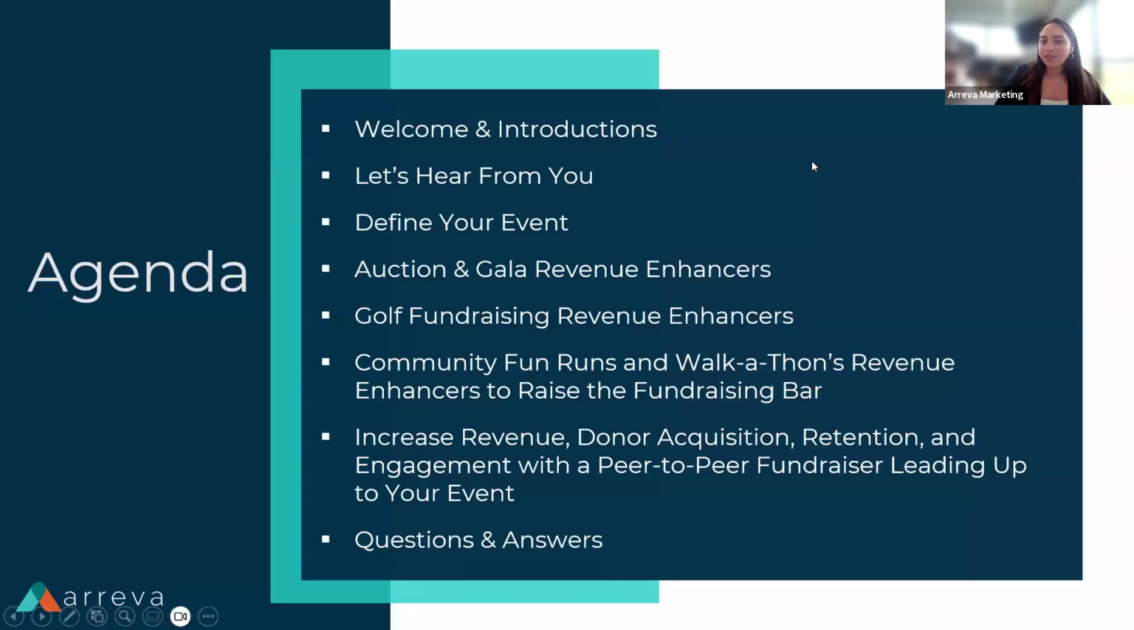Today's agenda, we're going to start with some welcome and introductions. Then we're going to hear from all of our guests. Then we're going to learn about defining your event, go through some auction and gala revenue enhancers, some golf fundraising revenue enhancers, community fun run and walkathon revenue enhancers to raise the fundraising bar. And we're going to go through how you can increase donor acquisition, retention, engagement, and revenue with a peer-to-peer fundraiser leading up to your event. And then we will get to questions and answers. But if you do have any questions, make sure you submit them throughout the session so we can get them in there and get those answered for you.